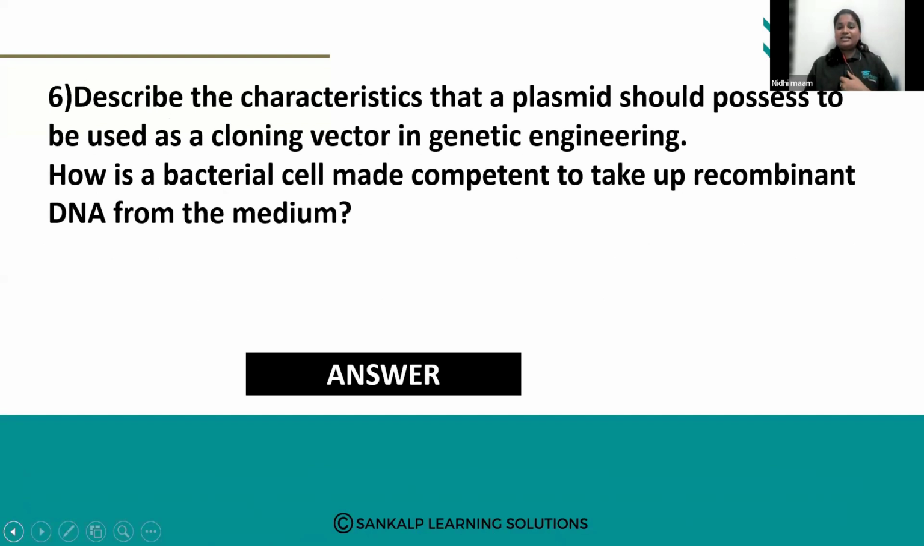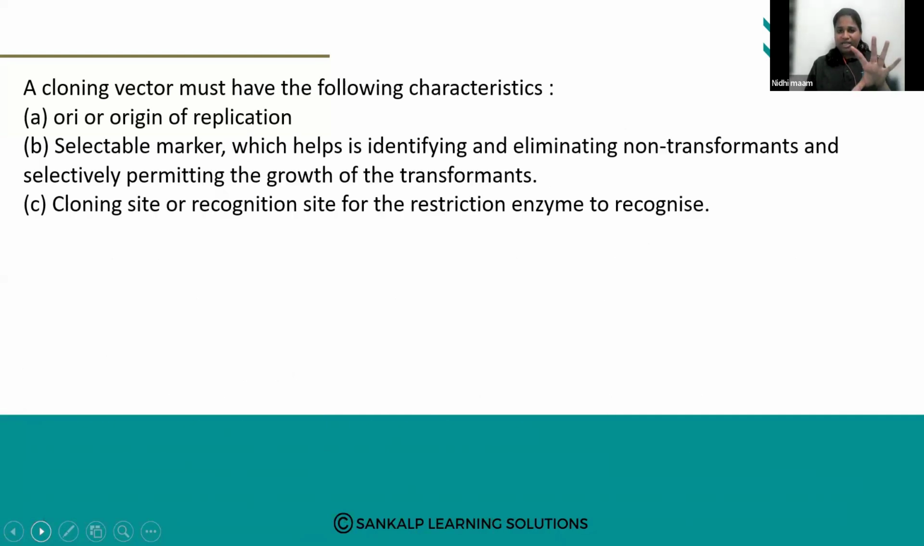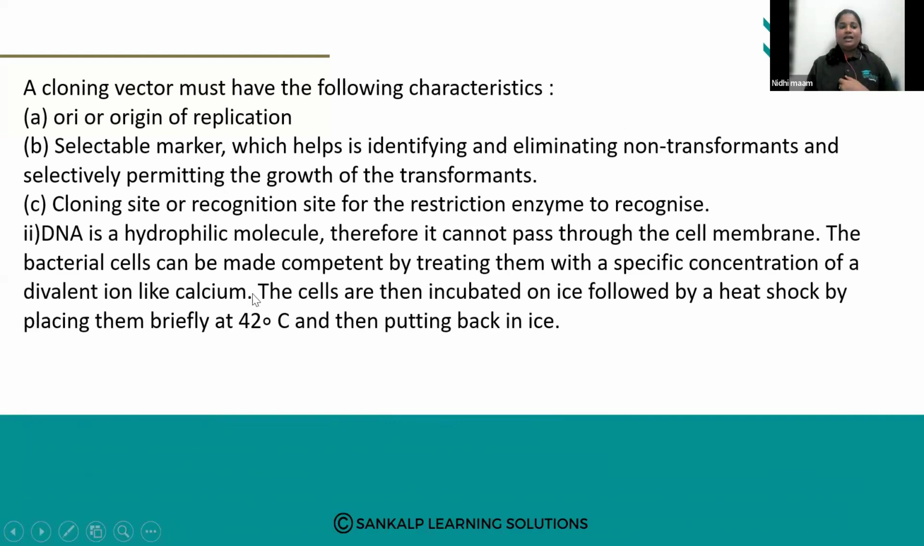How is a bacterial cell made competent to take up recombinant DNA from the medium? So what is done to the bacterial cell to take up the rDNA from the medium? What changes are made? DNA is hydrophilic. Philic means what? Love towards water. Therefore, it cannot pass through the cell membrane.